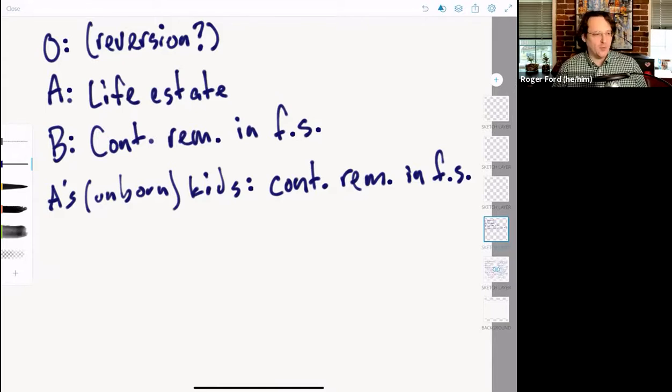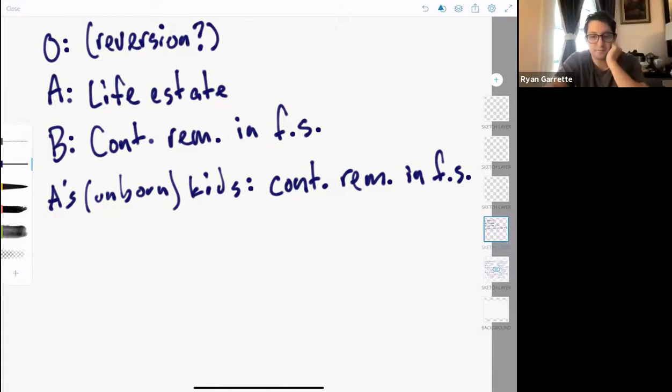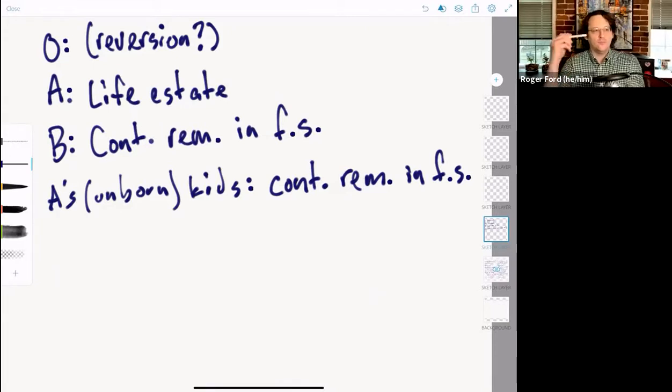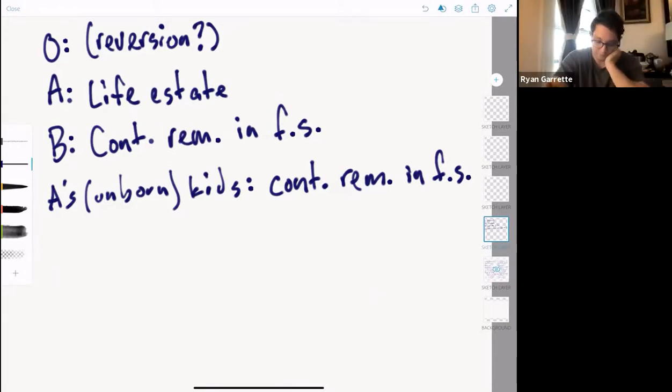We're going to talk in a moment about whether there is a reversion here or not. But yeah, Mr. Garrett. Oh, I was just going to put an argument for the reversion, so I'll wait. So what's your argument? I feel like if B dies before A and O is still alive, then it would go back to O, especially if B doesn't have any children.